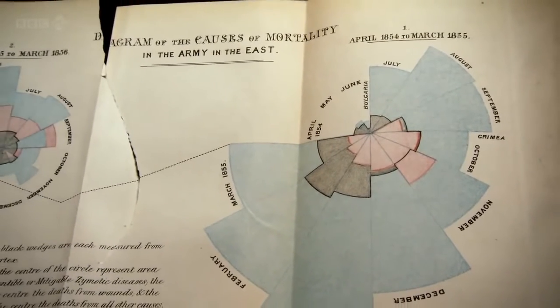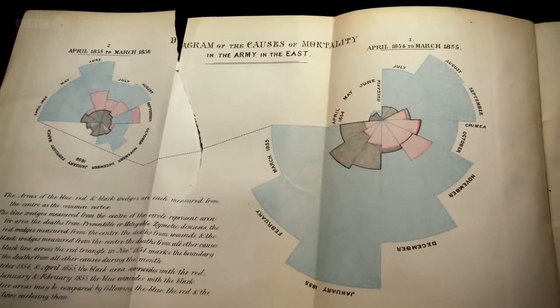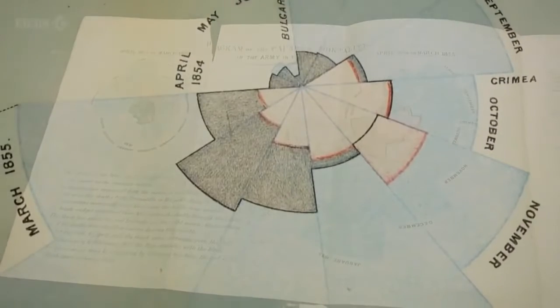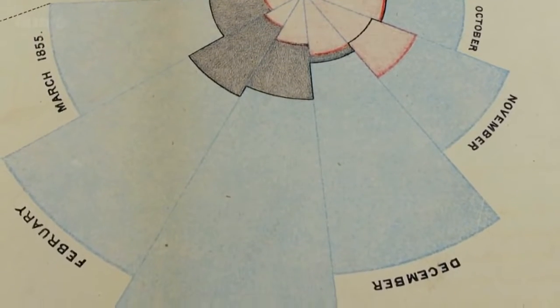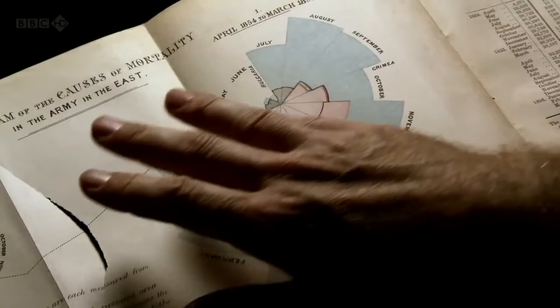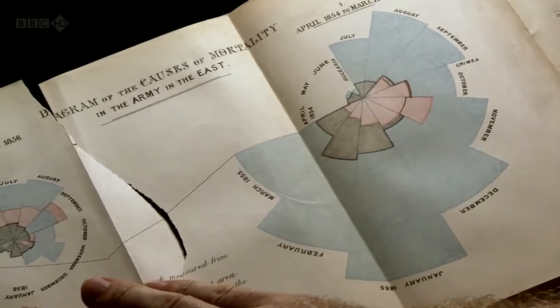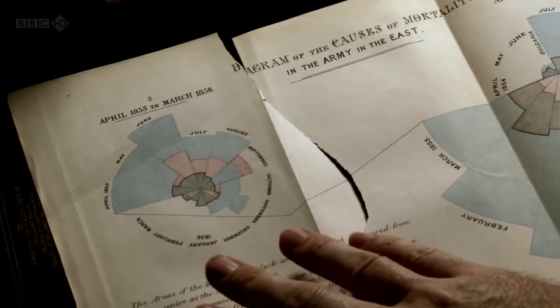What the diagram has presented here is the horrific death toll in the Crimean War. On the right-hand rows, we have the battle year 1854-5, with the soldiers' deaths shown for each month, according to the cause of death. And on the left, a smaller diagram shows 1855-6. What matters is the area of each colour.